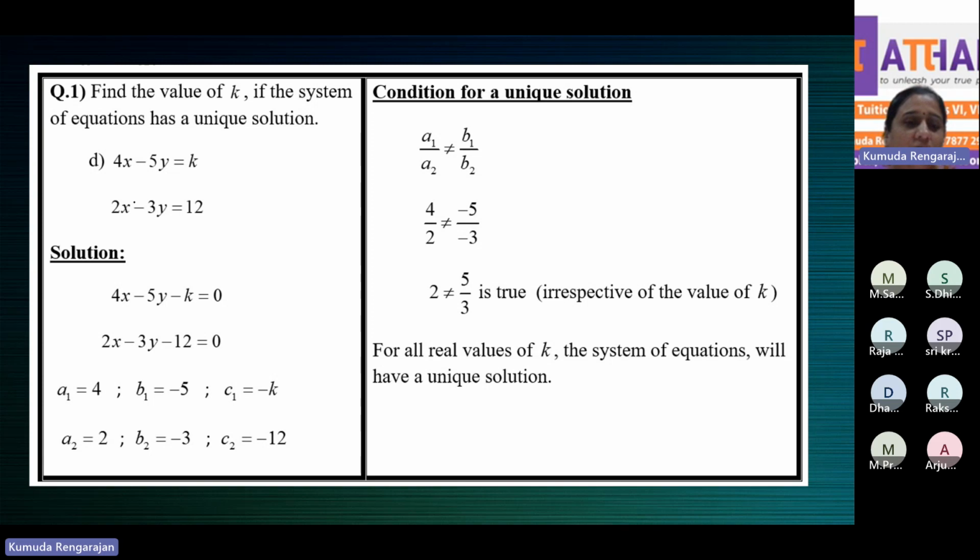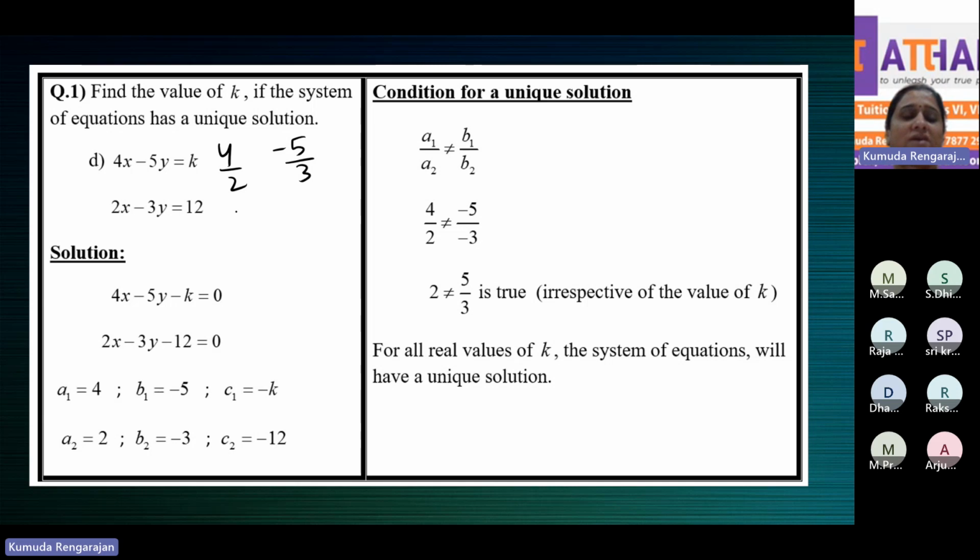Come back to the equation here. What is a1 by a2? 4 by 2. And what is b1 by b2? Minus 5 by 3. Now for a unique solution, we are only concerned about these two ratios, a1 by a2 and b1 by b2. Do we have k here? No. Then how is the value of k going to affect this? Already we have a1 by a2 not equal to b1 by b2.